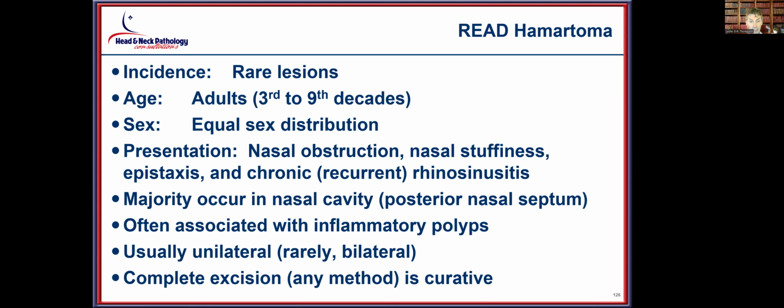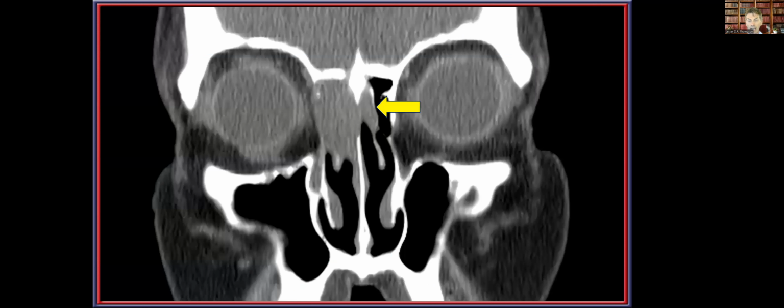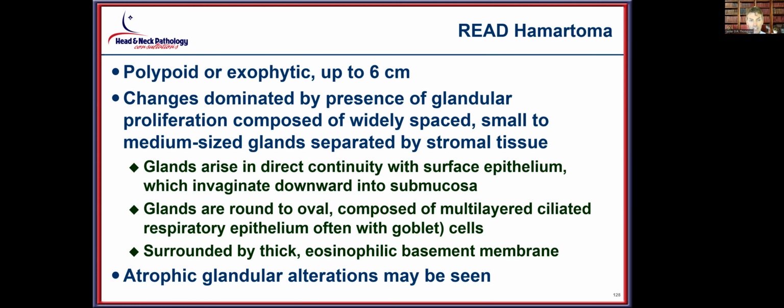So it's a rare lesion, usually presenting with nasal obstruction, quite often high up in the orbits. Here you can see one involving the very high sinonasal tract. Quite frequently it will be associated with a widening of the optic groove, as you can see in this example. So they tend to be dominated by a glandular proliferation, and they are widely and evenly spaced of medium-sized glands with a fibroblastic stroma between them.